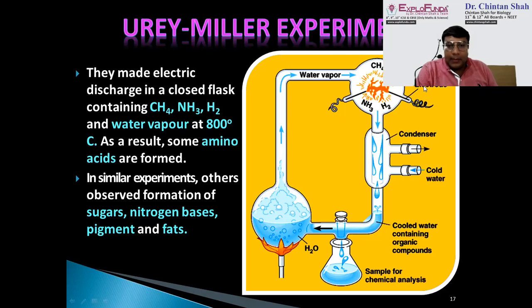See, this water is being heated, and that's how water is getting converted into water vapor. So that's a very high temperature. Now the water vapor is going here. What is this? This is the reaction chamber. In the reaction chamber, it already has methane, ammonia, and hydrogen. Water vapor is going inside, so water is also there.